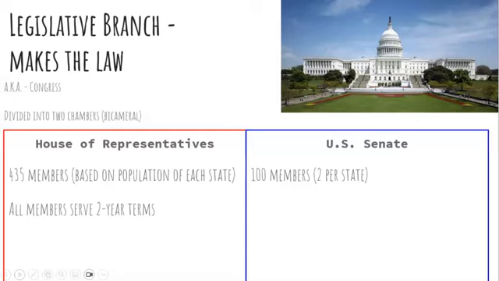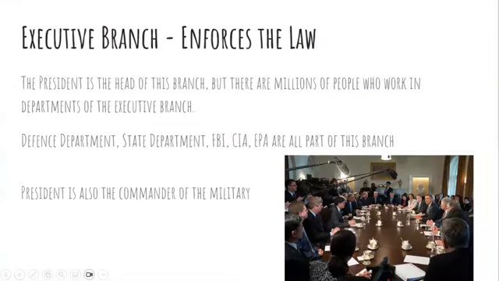Okay, so we have one House that is based off of population. Bigger states have more power, smaller states have less. And then in the Senate, all states are equal, with 2 senators each, and senators serve 6-year terms. The executive branch, that branch enforces the laws that Congress passes.